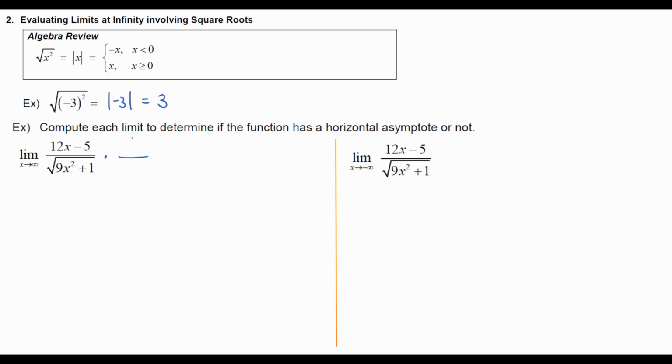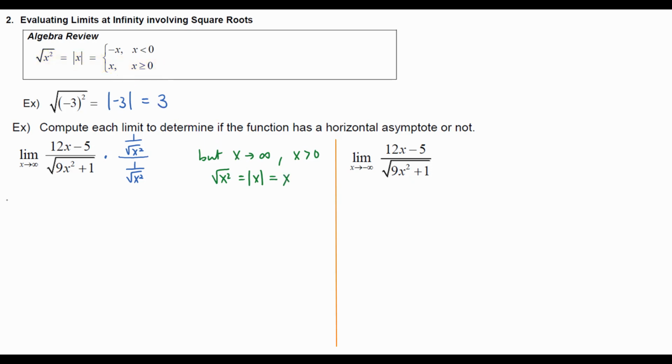So we are going to multiply by 1 over the square root of x squared over 1 over the square root of x squared. But the square root of x squared is the absolute value of x. Because x approaches positive infinity, x is a positive number, so the square root of x squared is the absolute value of x, and because x is positive, it is just x.